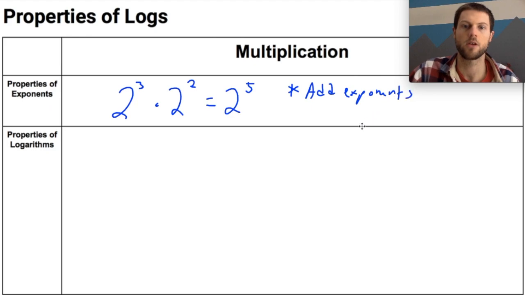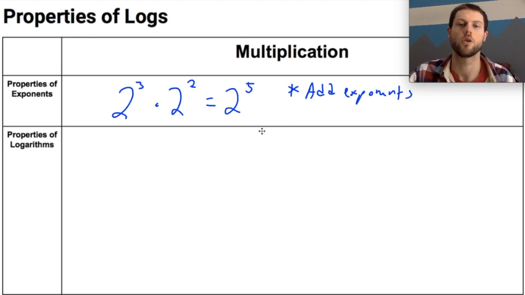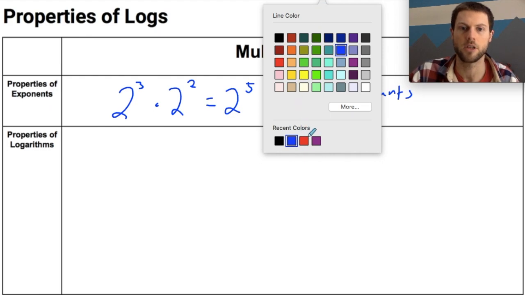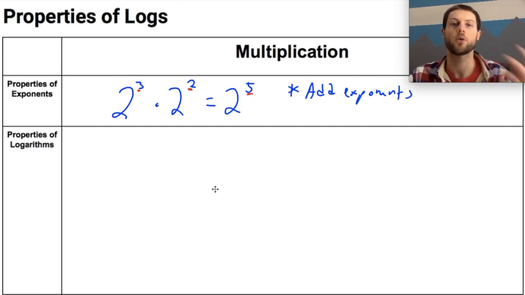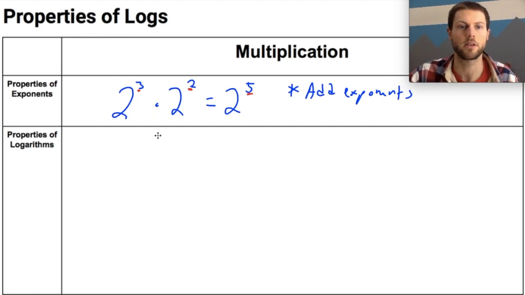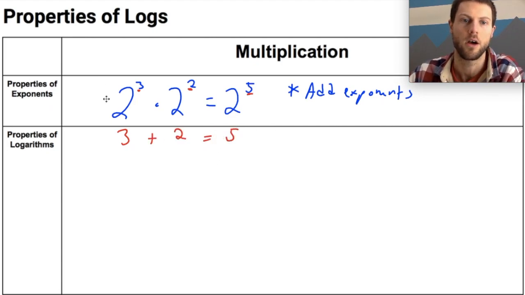So what I'm interested in here is I want to translate this into a property of logs that involves the same type of mechanics going on with the math. If you think about what's going on here, I want to highlight just these exponents. Remember, when you evaluate a log, it equals the exponent. So I'd like to just focus on the exponents. In this case, 3 plus 2 equals 5. That's what's going on in the exponents of these powers here.